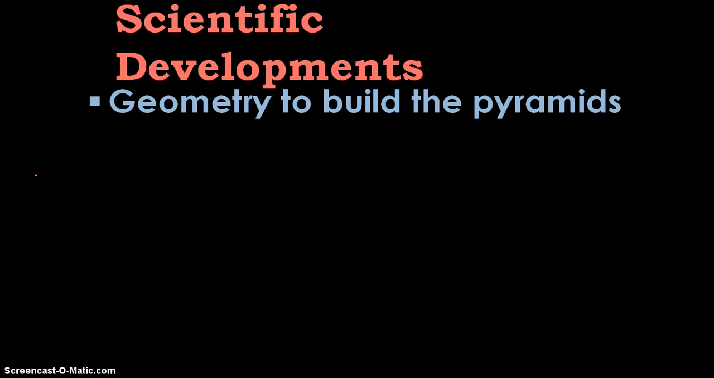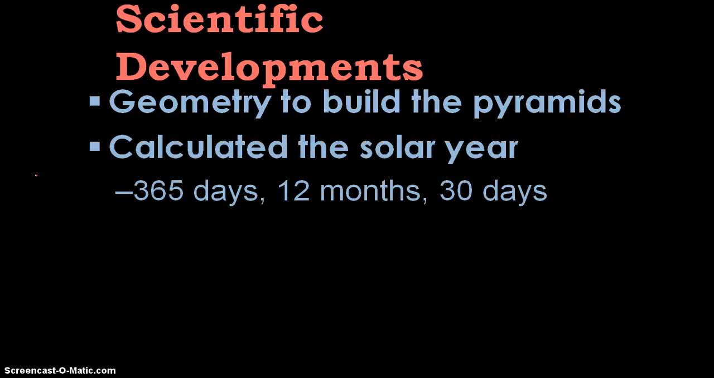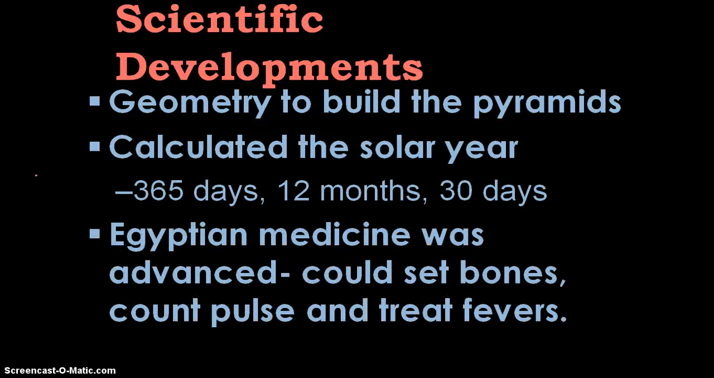All right, some scientific developments. Of course, the Egyptians had to be really good at geometry in order to build those pyramids, which have lasted for thousands of years. They calculated the solar year. So the Mesopotamians or the Sumerians, they kind of had it wrong. They would track the moon. And the Egyptians figured out that it was important to track the sun.